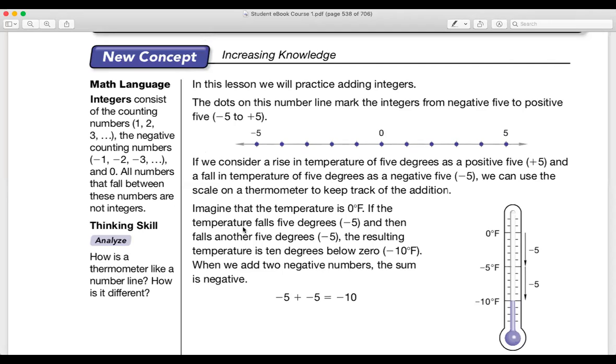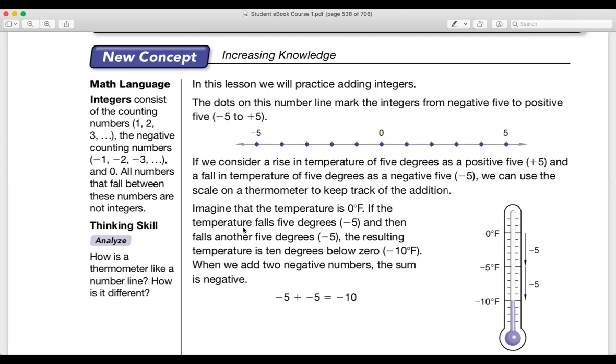The new concept for this is adding integers. Integers consist of the counting numbers 1, 2, 3, and so on to infinity, as well as the negative counting numbers, -1, -2, -3, on to infinity, as well as 0. All numbers that fall between these numbers are not considered integers. They would be decimals or fractions or those sorts of things.